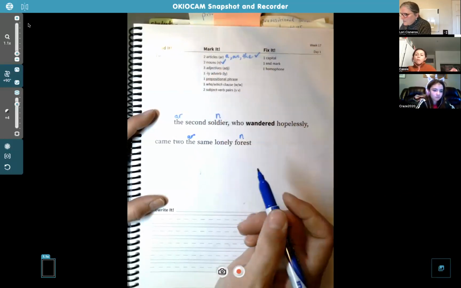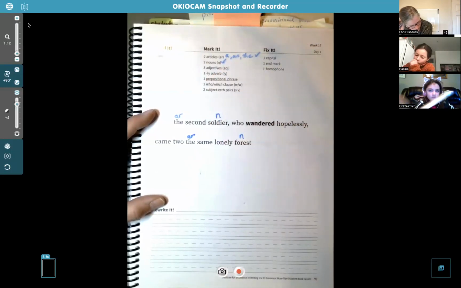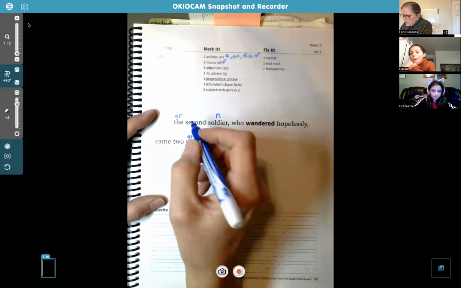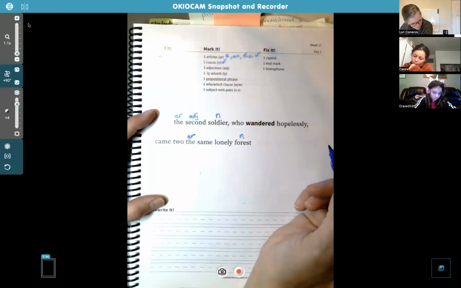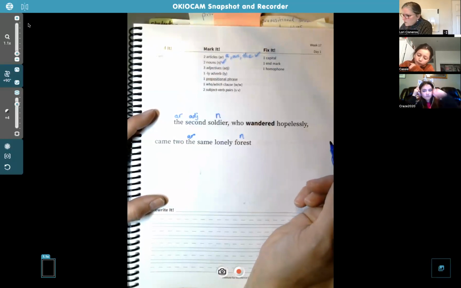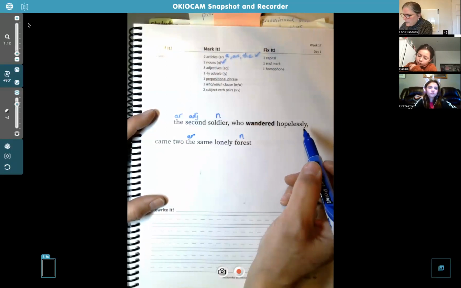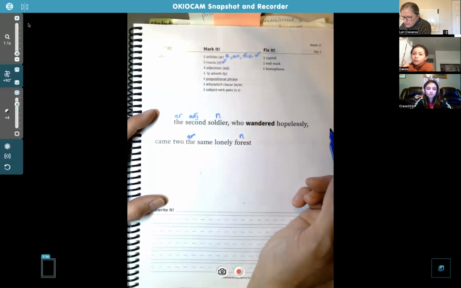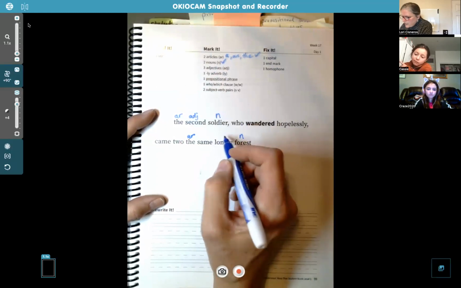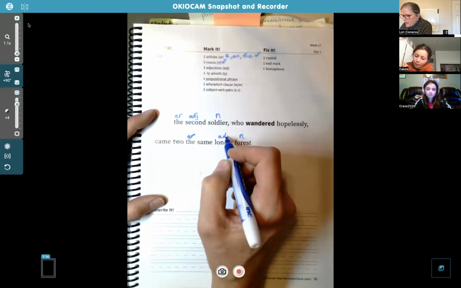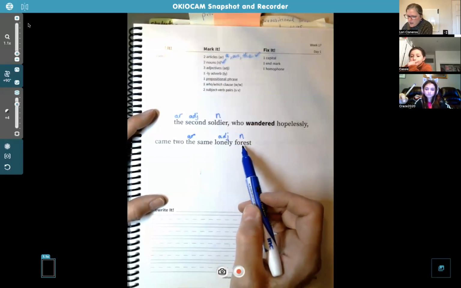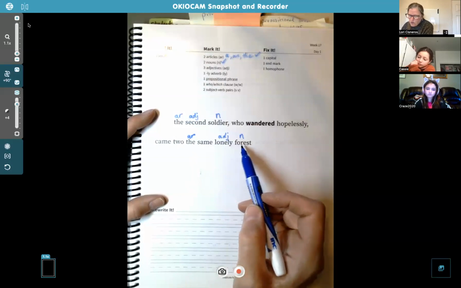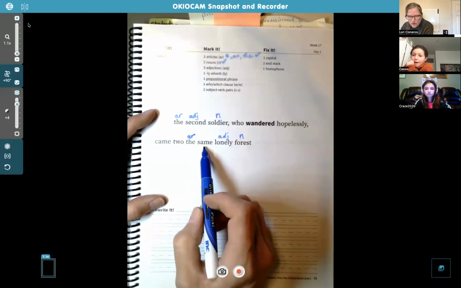How about Cassie? How about the adjectives? Words that describe the nouns. Second. Good, second. Hopelessly. Good guess. Hopelessly is actually an ly word, so that one's not going to be an adjective. Lonely, yep. It also has an ly, but this one is describing the forest. So remember, when you're looking for an adjective, you can look at the noun and ask yourself which one. So the lonely forest, and then this is also an adjective right here.